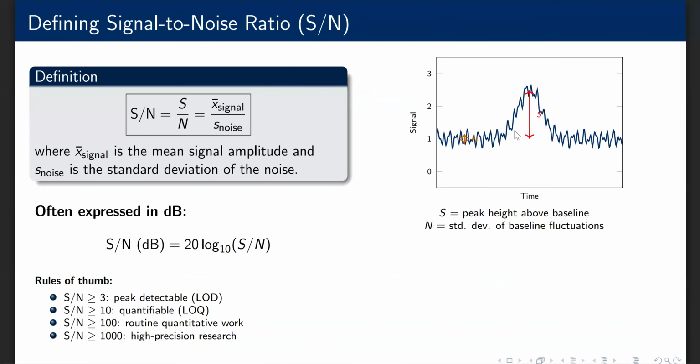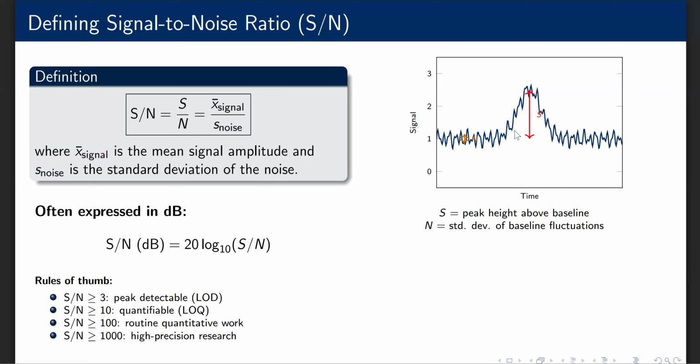Okay, so let's define signal to noise ratio first of all. Signal to noise is simply the ratio of the signal to the noise, specifically the main signal amplitude divided by the standard deviation of the noise. It's often expressed in decibels as 20 log of the ratio. On the right, you see a chromatographic style peak on a noisy baseline. S is the peak height above the baseline. N is the standard deviation of the baseline fluctuations, not the peak-to-peak noise, but the standard deviation.